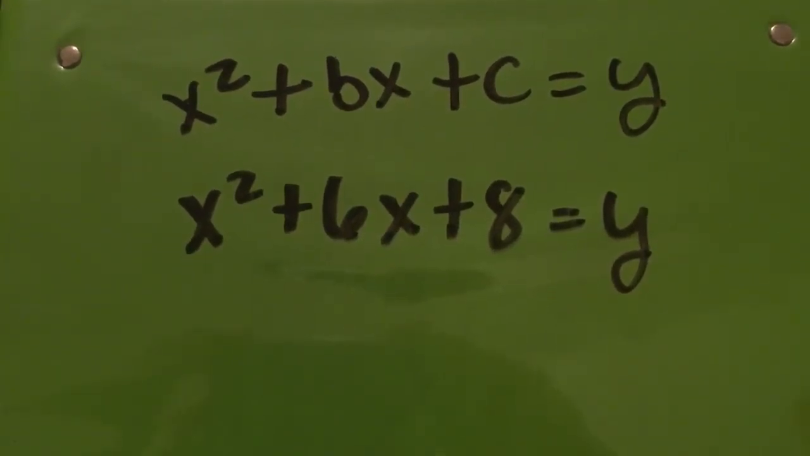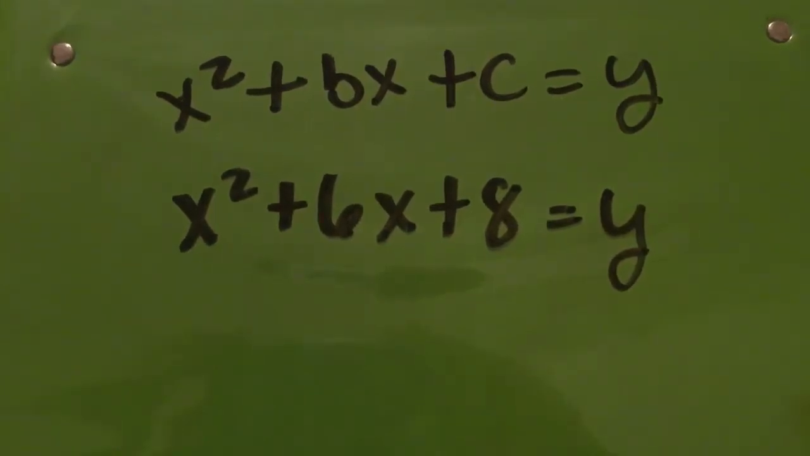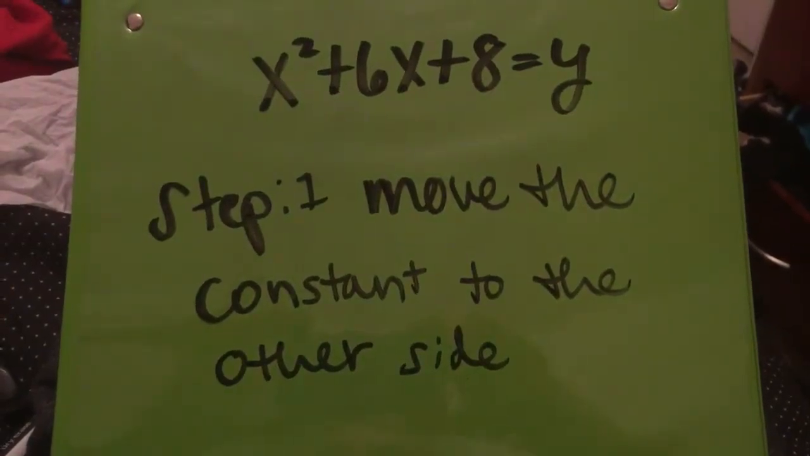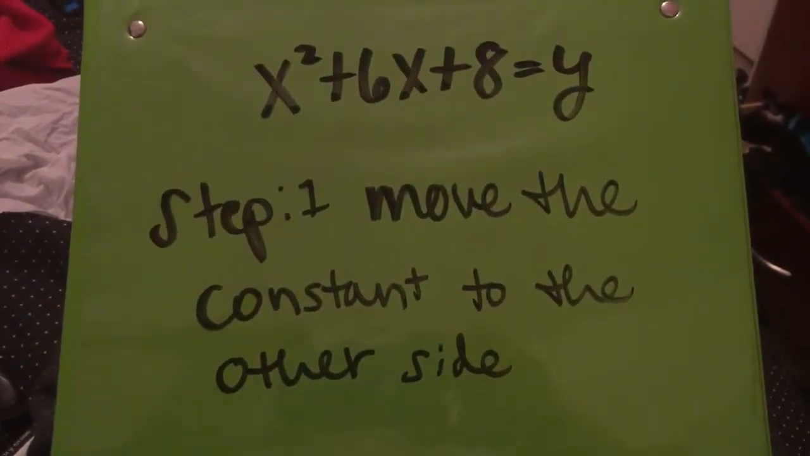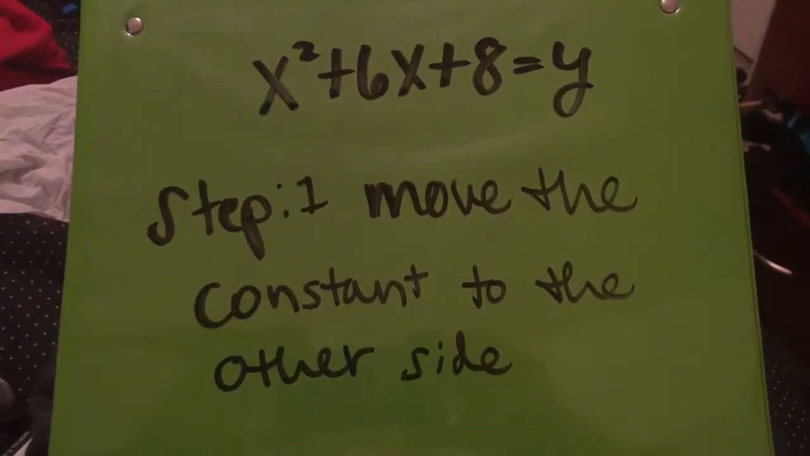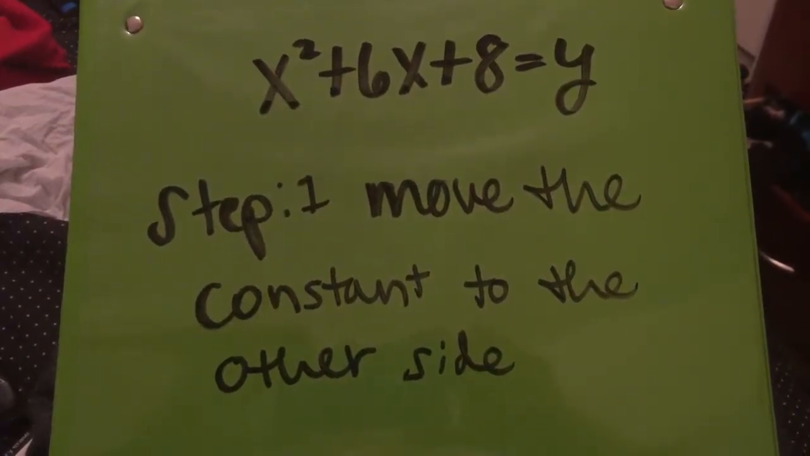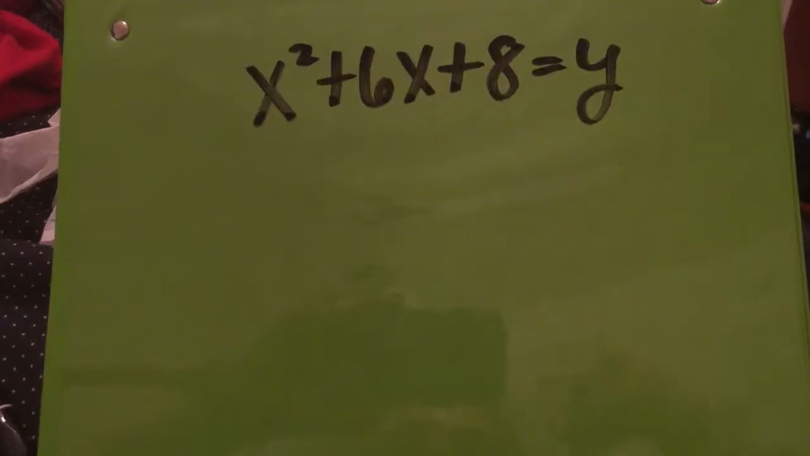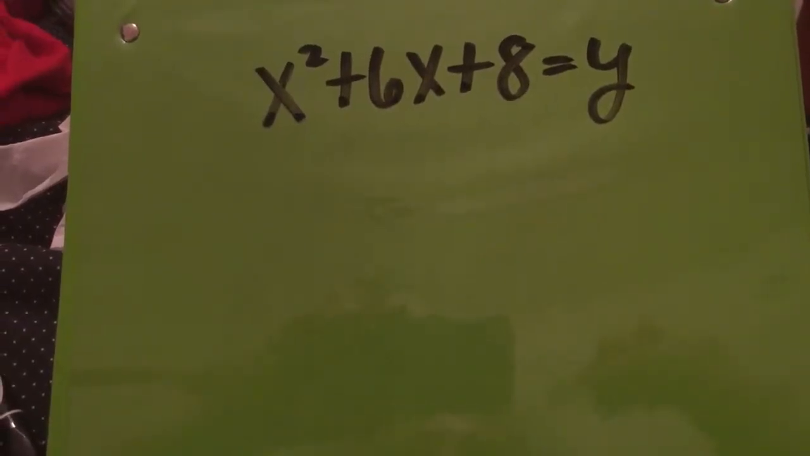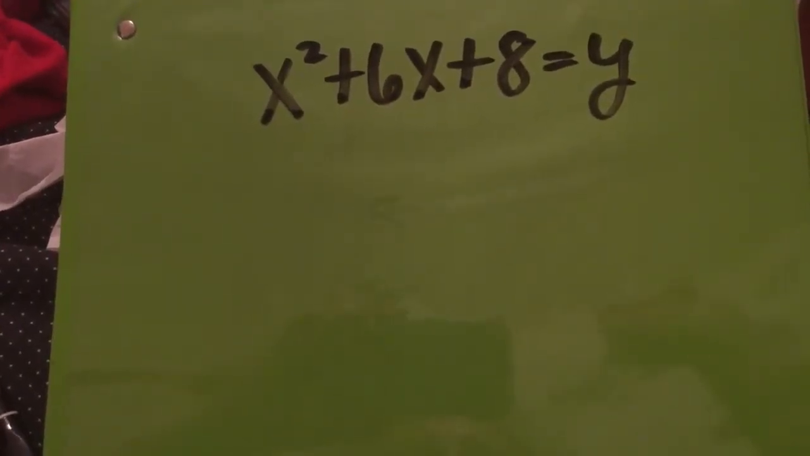So in the problem, x squared plus 6x plus 8 equals y, 6 would be your b and 8 would be your c. There's 4 steps you can follow to be successful when completing the square. The first step is to move the constant to the other side, and I'll show you what that looks like. We're going to stick with the problem x squared plus 6x plus 8 equals y.